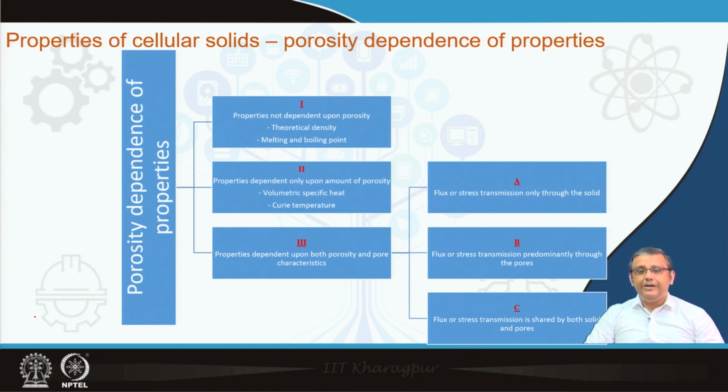And here again we can have 3 different subdivisions. In subdivision A, the flux or stress transmission is only through the solid. That means, if you just assume that you have a porous material, what is it? You have solid struts or faces which are separated by the air content inside. So, the properties of group 3A only depend upon the amount of solid, that means, the stress or flux transfer only happens through the solid phase.